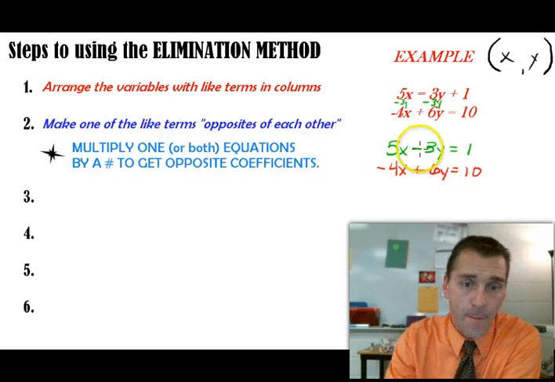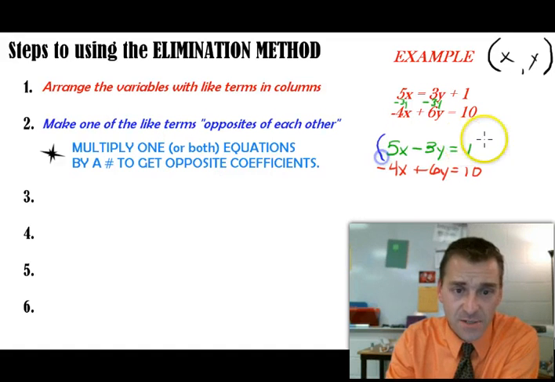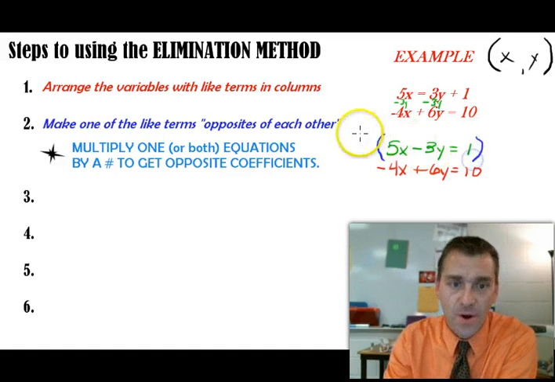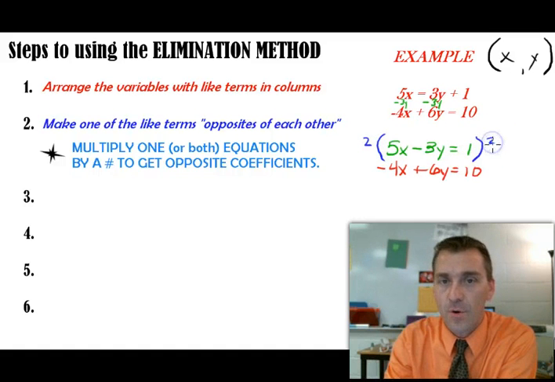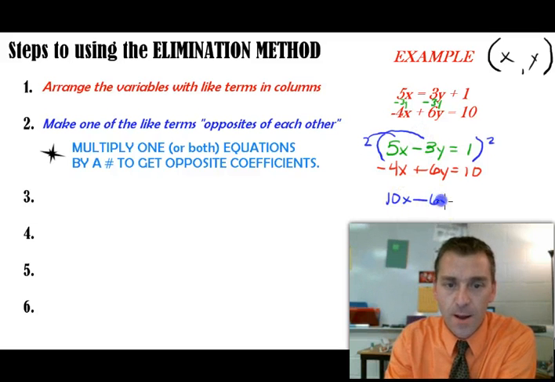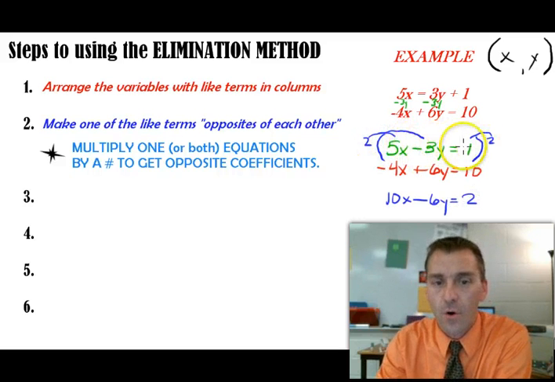So let me do this. I'm going to multiply the entire first equation by a 2. So the left side I'm going to multiply by 2, the right side I'm going to multiply by 2. So this equation right here, when I multiply it, gives me 10x. Multiply it here as well. It gives me negative 6y. Multiply this one right here. That gives me equals a 2. So I've just multiplied the 2 the whole way through.